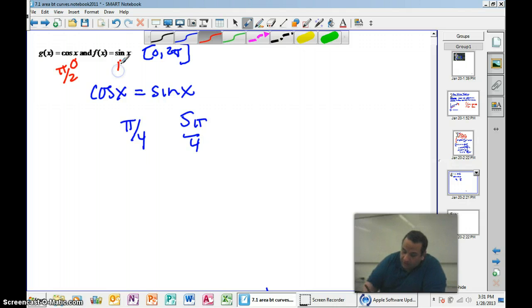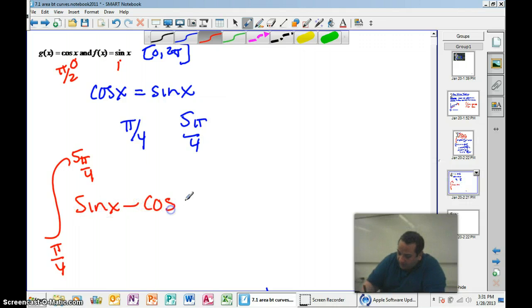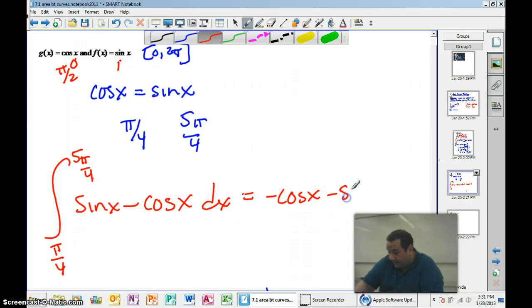Okay. So we're going to get from pi over 4 to 5 pi over 4. The only thing that's going to change is the sine and cosine. Sine of x minus cosine of x dx. Integration, I get negative cosine of x minus sine of x, all evaluated at 5 pi over 4 and pi over 4.